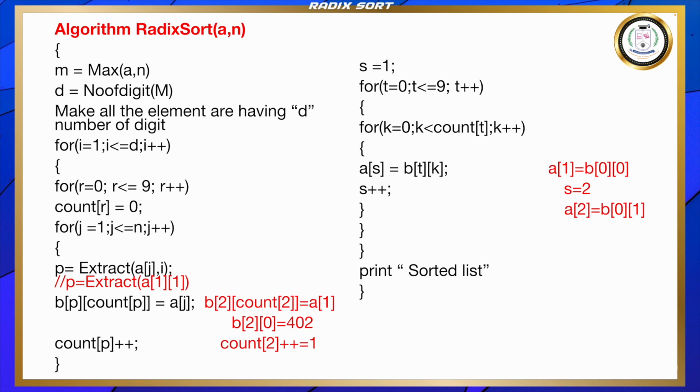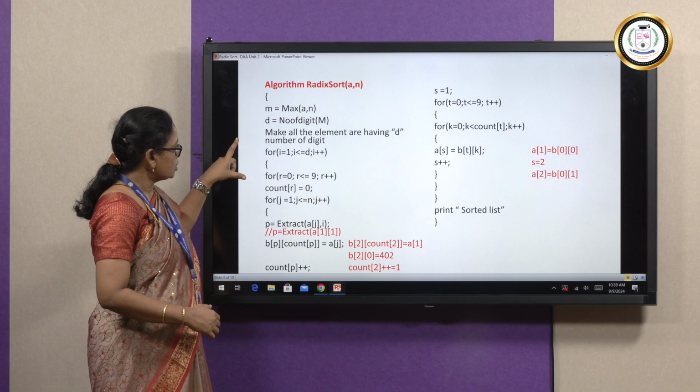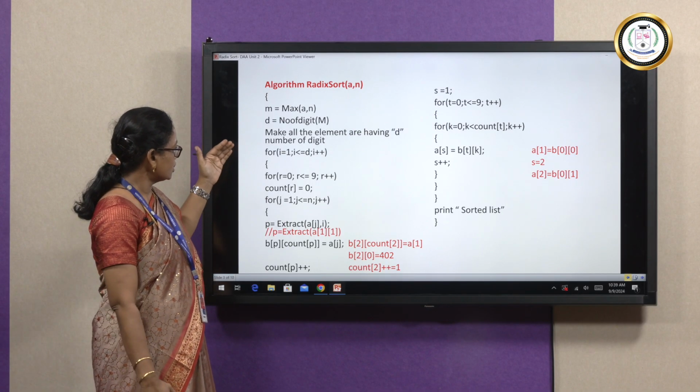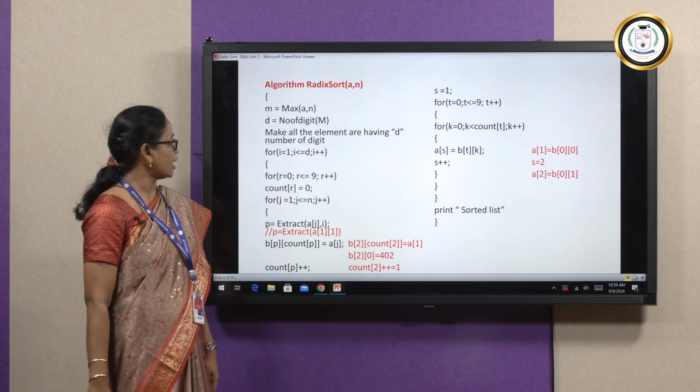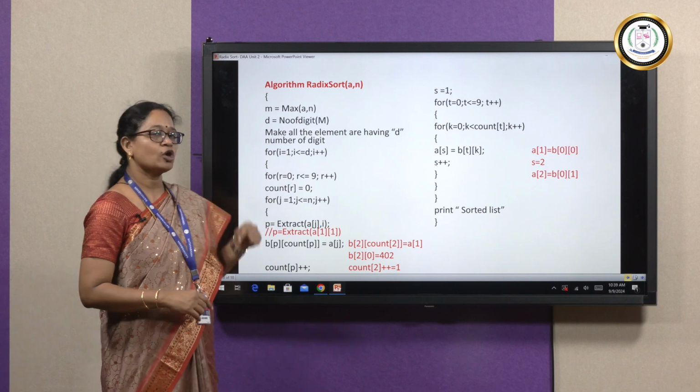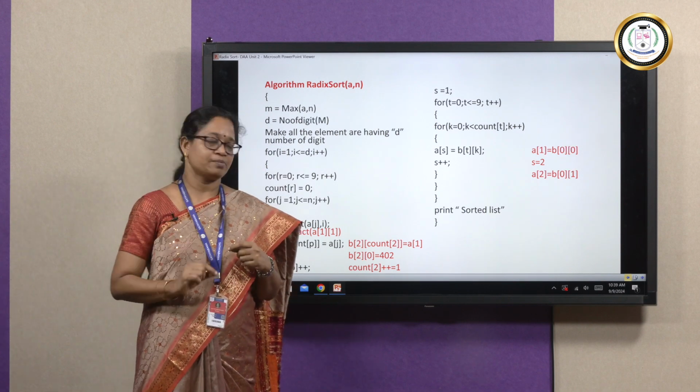Make all the elements have d number of digits. So that is the first step. So this particular for loop, okay. So here we actually have 3 for loops. For i equal to 1, i less than or equal to d. So this for loop runs d number of times.